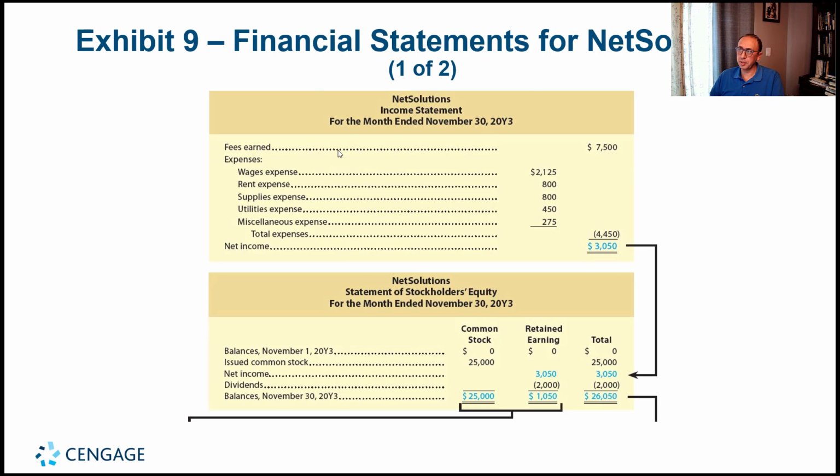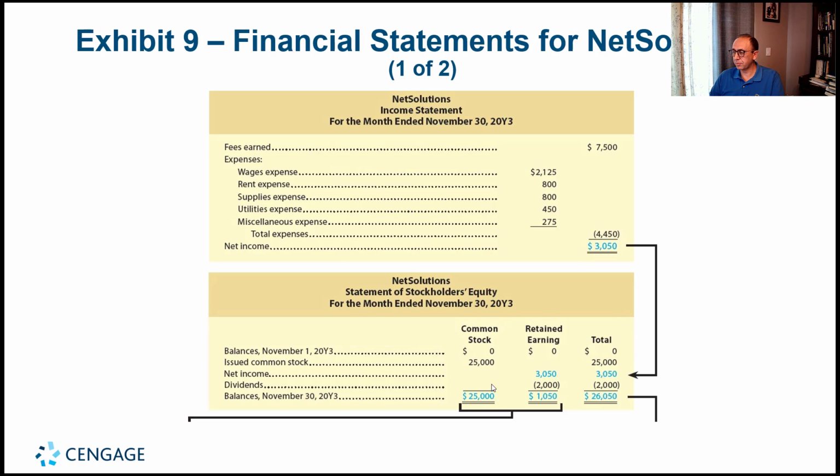And I always think about an income statement as straightforward because it only focuses on revenues earned and expenses incurred, and that's it. And you get the difference, net income, and you need that to prepare the next statement, which is the statement of stockholders' equity. So the statement of stockholders' equity, again, is for the month ended November 30th, year 3, and it has a few columns here. We have the common stock and retained earnings, and that's the total.